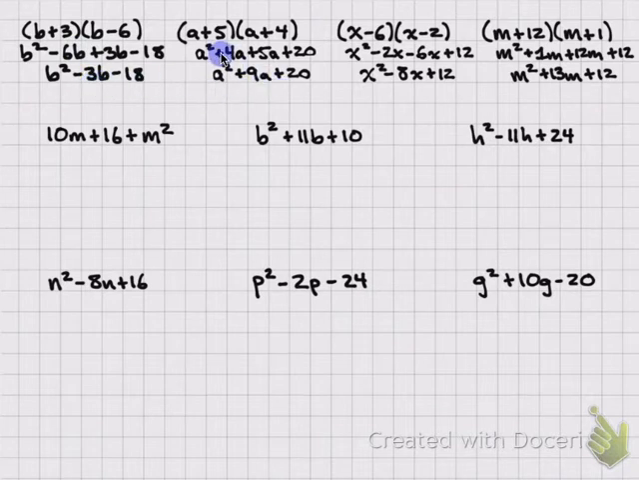Same thing with this example. The a squared, well, that came from a times a. The 20, that came from the last step, 5 times 4. And this 9a came from the middle two steps, 4 times a and 5 times a. And 4 plus 5 is 9.